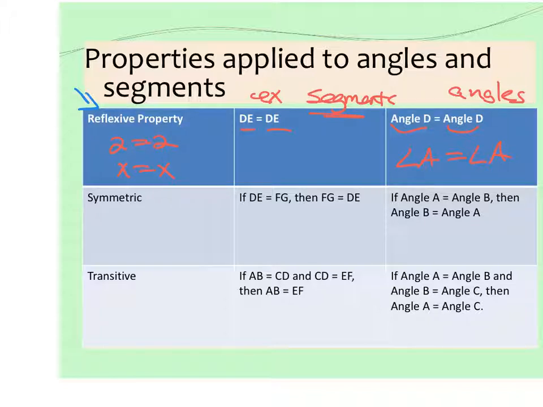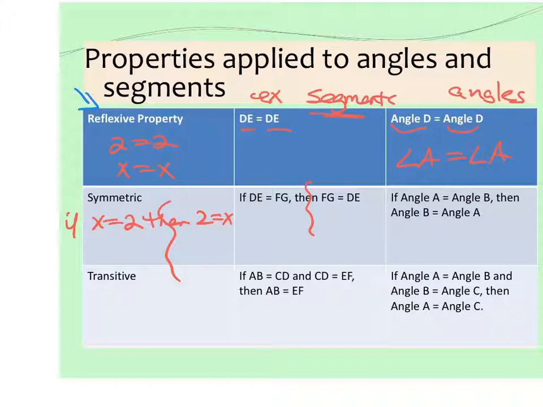Again, for symmetric, remember it's going to be like a line of symmetry or the order's flipped. So again, I might have x equals 2. Or if x equals 2, then you could say then 2 equals x. Again, like a line of symmetry. And you would do that for both segments and angles also.